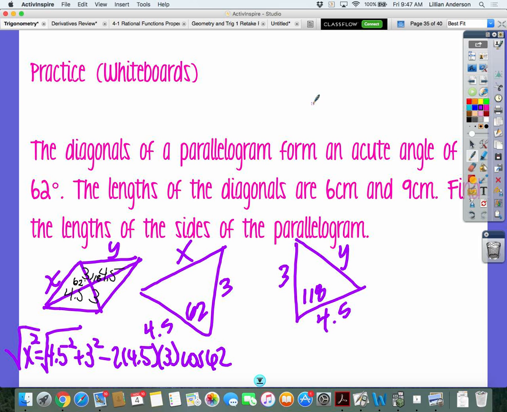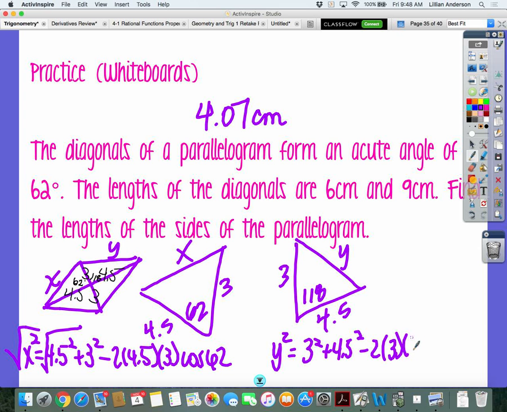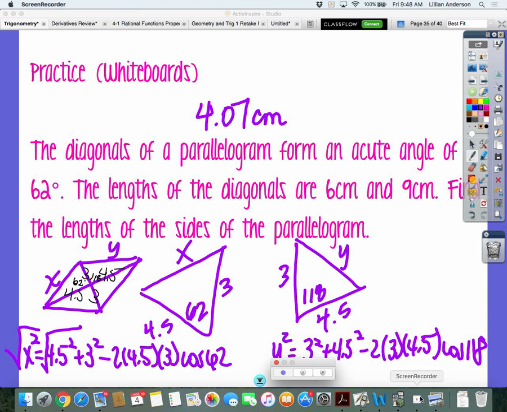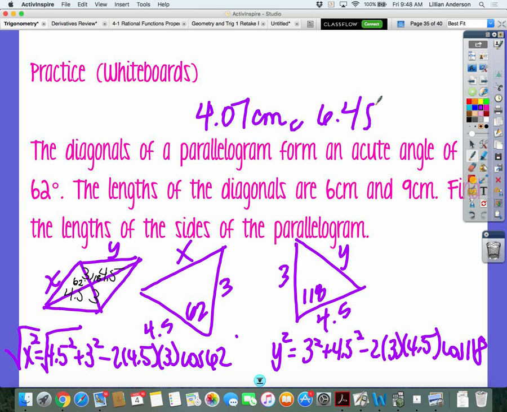Another answer. Let's figure this out. And so the x dimension is 4.07 centimeters. Okay? Find y. Similar setup. 3 squared plus 4.5 squared minus 2 times 3 times 4.5 cosine 118. Don't forget to take the square root after you're done. That is the value for y.